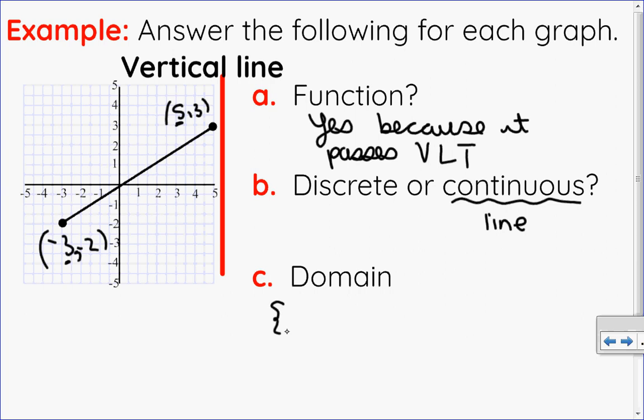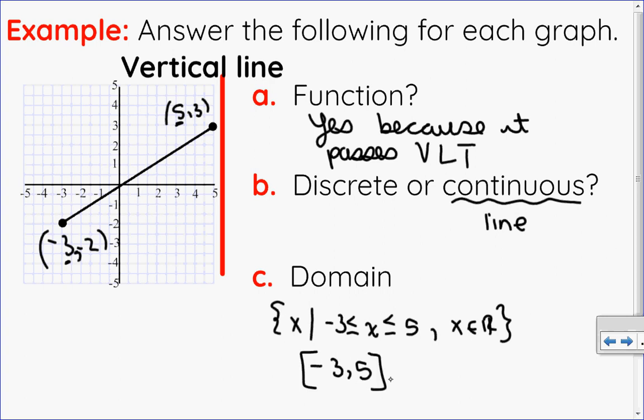For my domain, I'll do my interval notation. It's the set of all x such that x is literally in between the low number and the high number, and then you do your inequality sign. I use equals because they are closed dots. I still add on that x is an element of the reals. So it's any real number between -3 and 5. Or in interval notation, it's between low number and high number, closed brackets for each because it includes it, it locks it in.